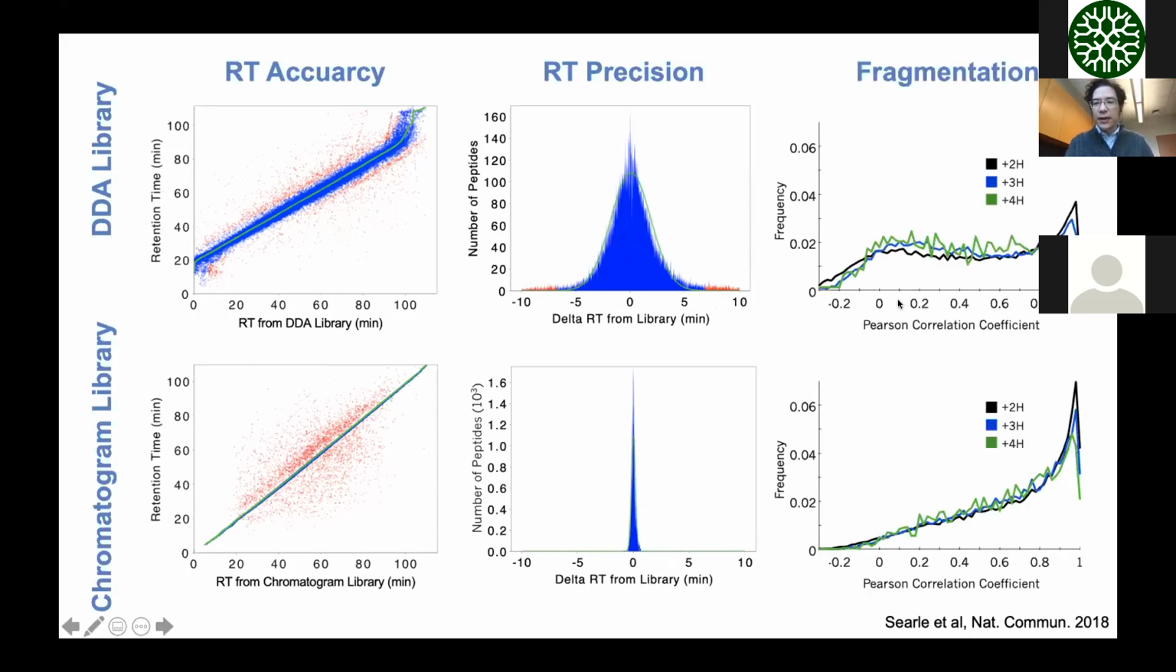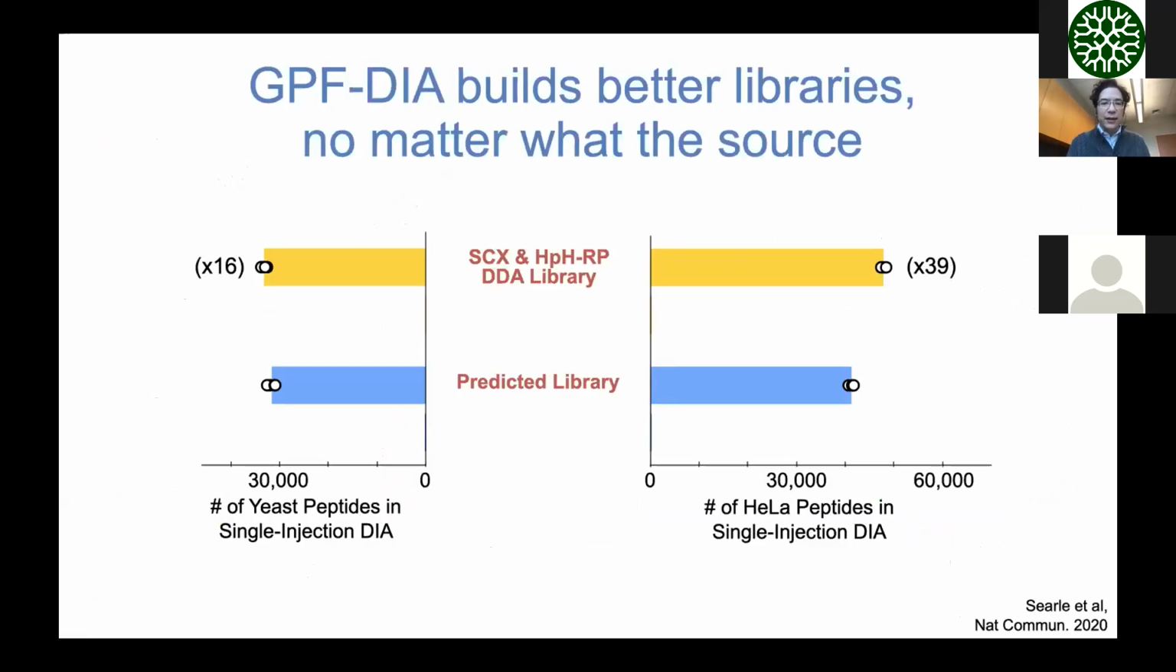The other aspect of this is that fragmentation patterns are just simply more accurate, because rather than comparing DDA to DIA, we're comparing DIA to DIA. And so all of the assumptions that the instrument makes in both cases are exactly the same.